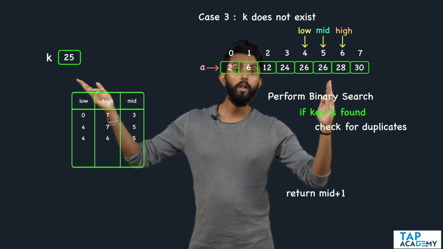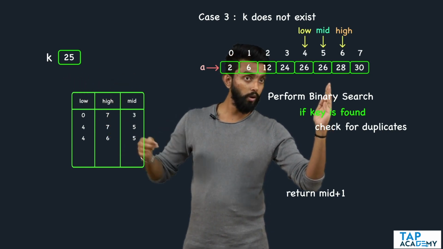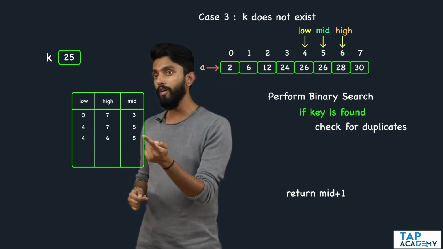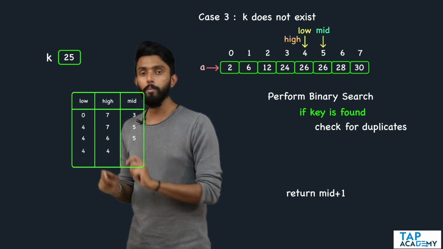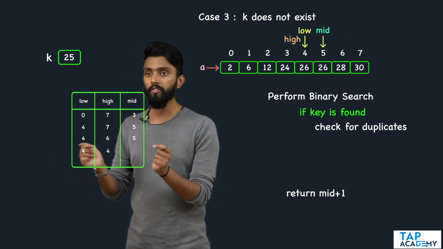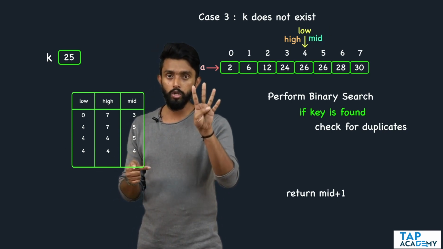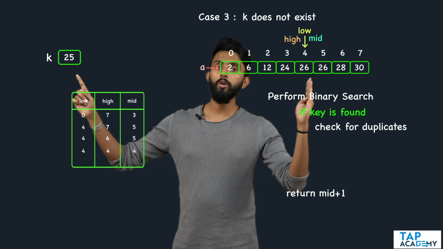No, it is not equal. Then what will happen? I will check if it is lesser. Yes, it is lesser. So I have to again adjust the high value. So high value becomes mid minus 1. So high becomes 4, low remains the same. Now both low and high are in the same position. Again find mid. Mid will also come in the same position. So 4. So I'll check, is the element at the fourth index equal to the key?